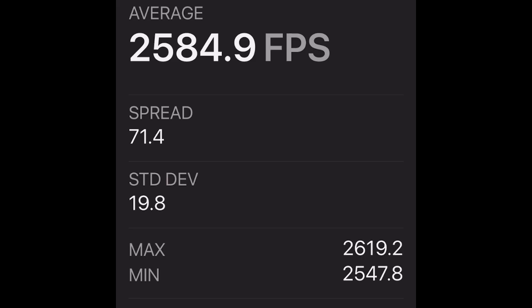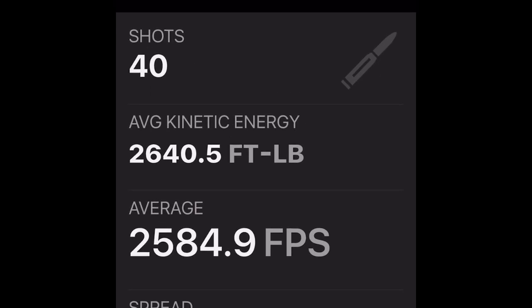So I'm going to continue using my Garmin as I continue with load development leading up to this year's season. And I'm starting to feel pretty confident with my own hand loads and what I'm able to do with them as far as accuracy and consistency. So that's how I use the Garmin C1 when I'm doing my hand loads or firing factory ammunition.